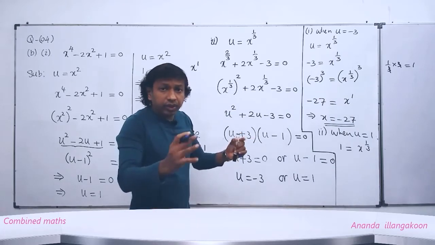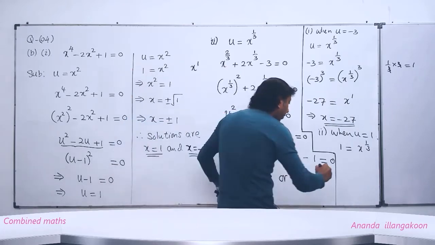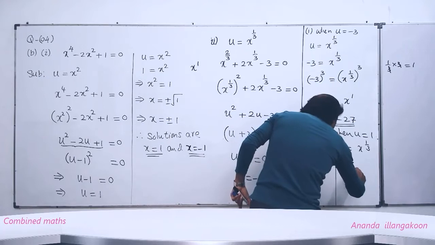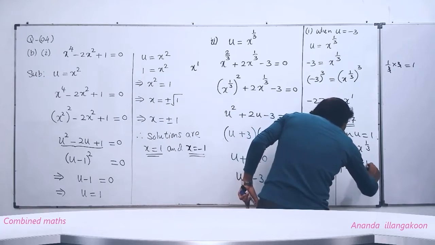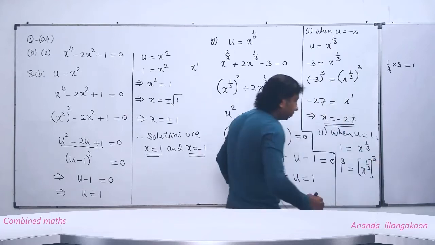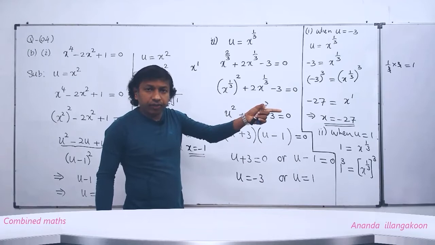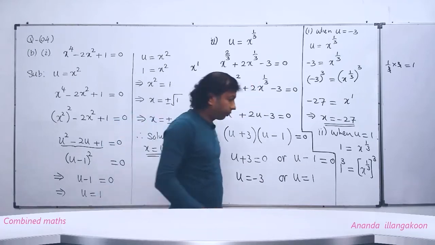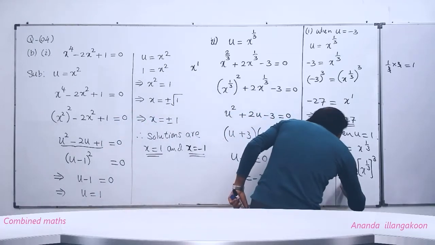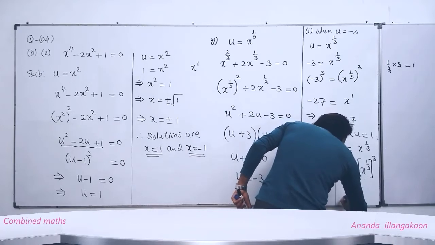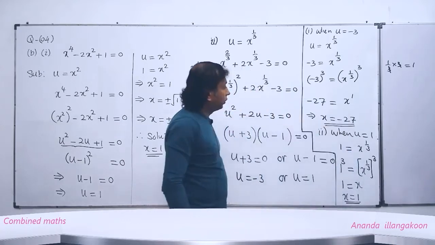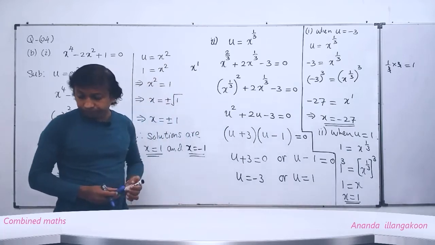Now again we take the power 3 on both sides. Then what do you get? 1 to the power 3 on the left hand side, and x to the power 1/3, whole thing to the power 3. 1/3 multiplied by 3 means 1. Then right hand side, x to the power 1, that is x. 1 to the power 3 is 1. So 1 equals x, x equals 1. Therefore, these are the two solutions, people, right? Okay.